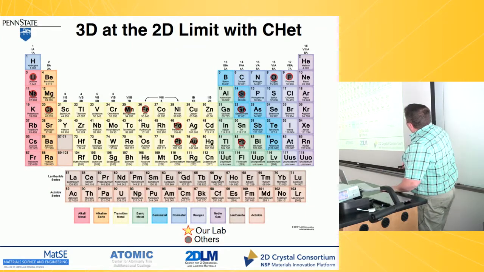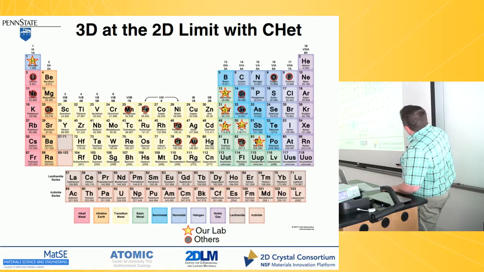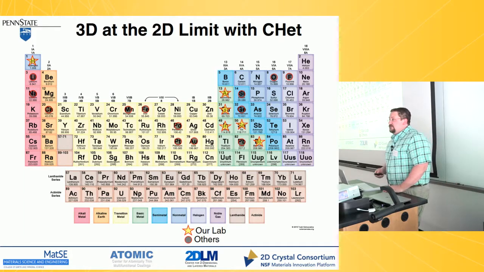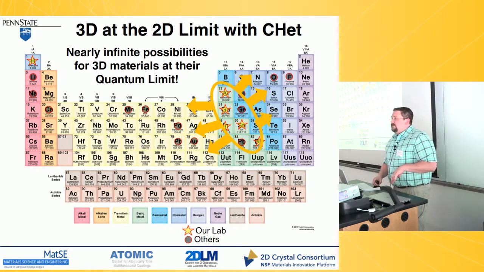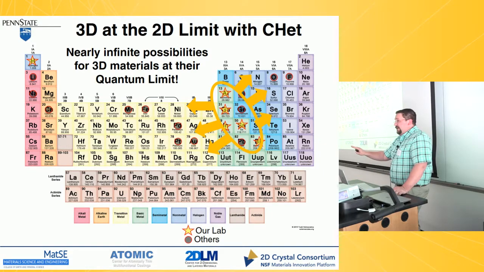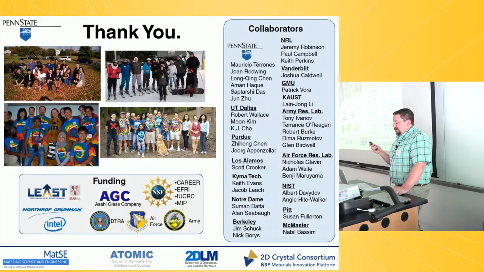So these are the materials that people have intercalated. These are the ones that we have done, the stars. And when we think about this, we think we can go to a whole huge range of different systems, because we've not found an element that we can't stick in there. So we're pretty excited about that. So I'm going to go, there's a summary.